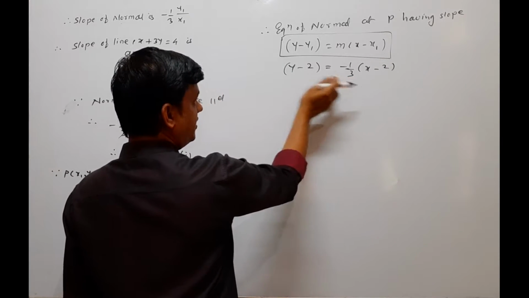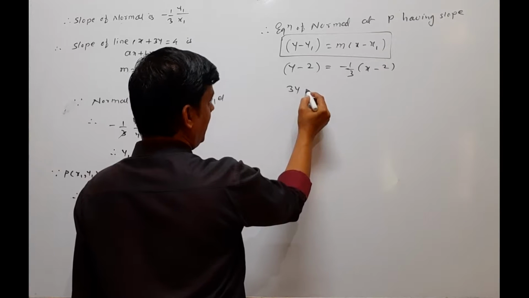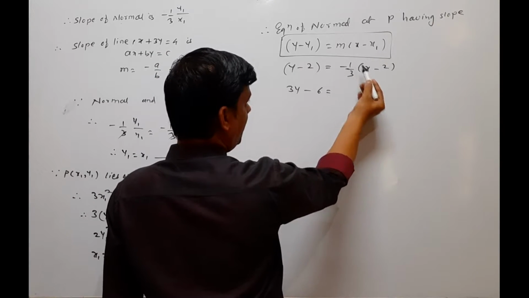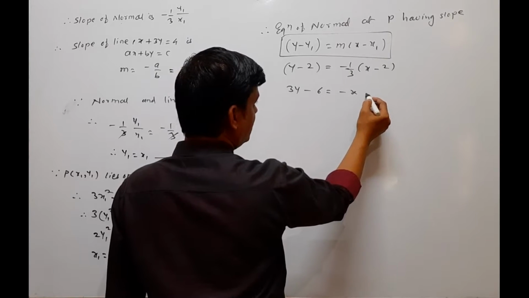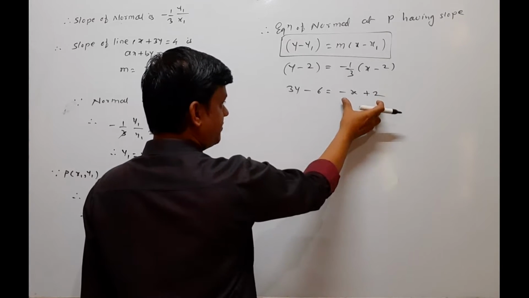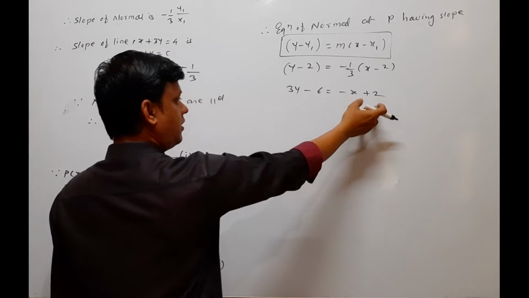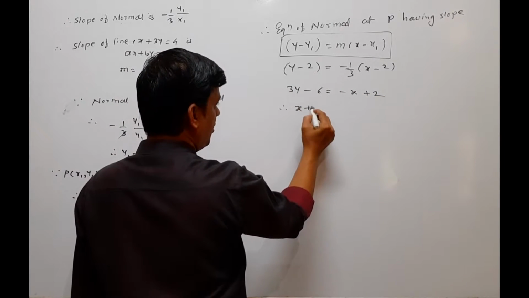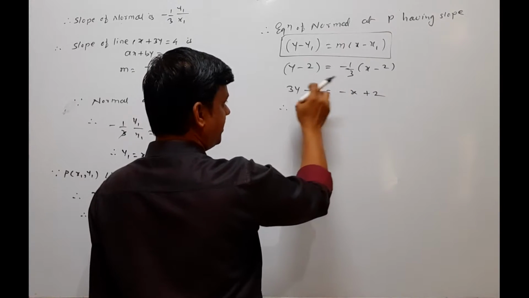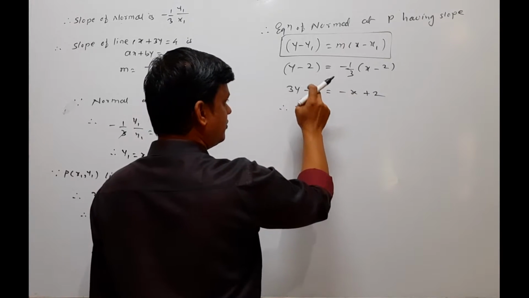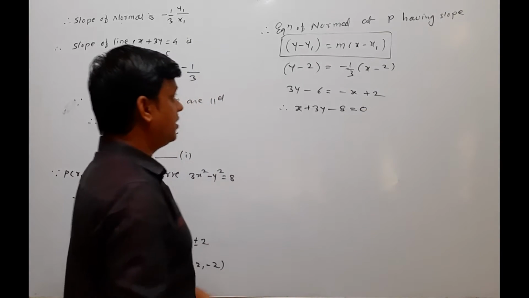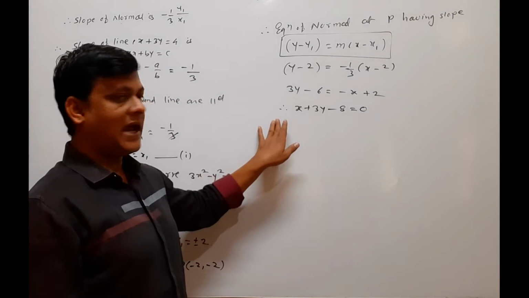So transfer this 3 to left hand side, we get 3y minus 6 is equal to, so right hand side multiply by minus 1, so we get minus x minus minus plus 2. Transfer both these terms of right hand side to left hand side, we get plus x plus 3y. After transferring 2 to left hand side, we get minus 2. Minus 6 minus 2, we get minus 8 equals to 0. This is first equation of normal at P.